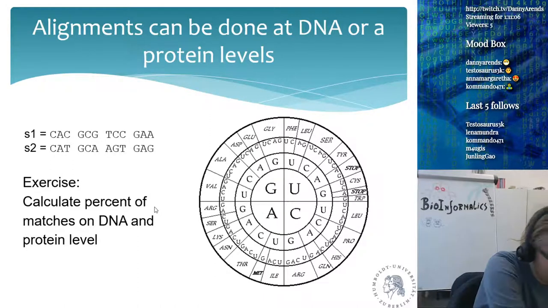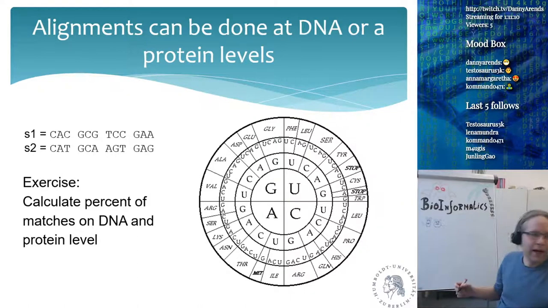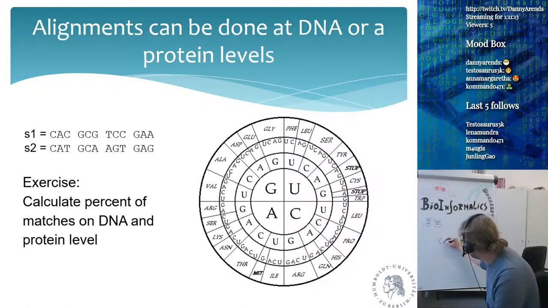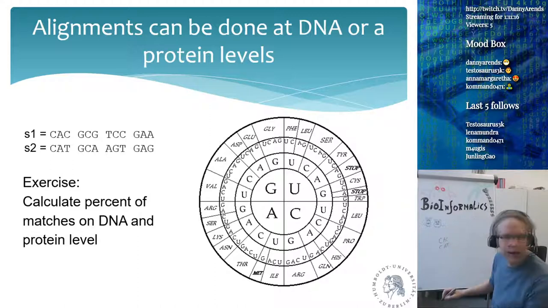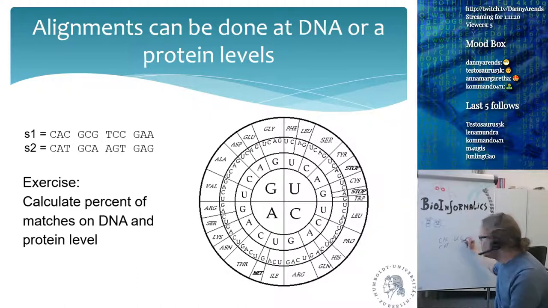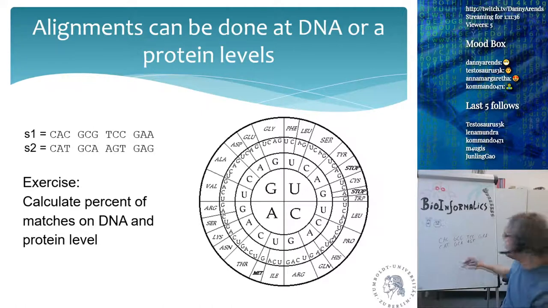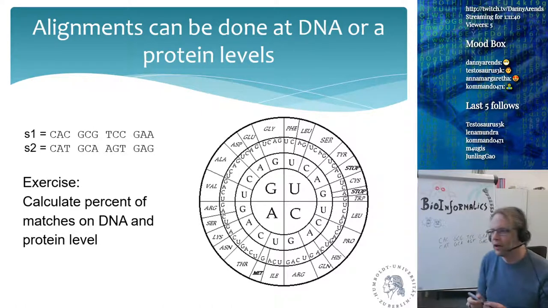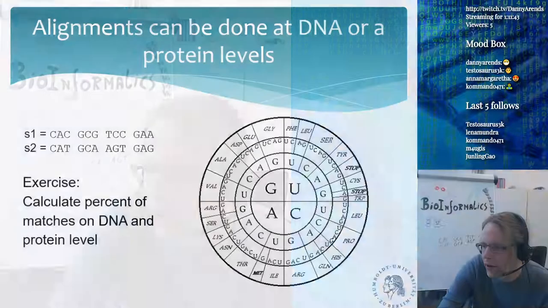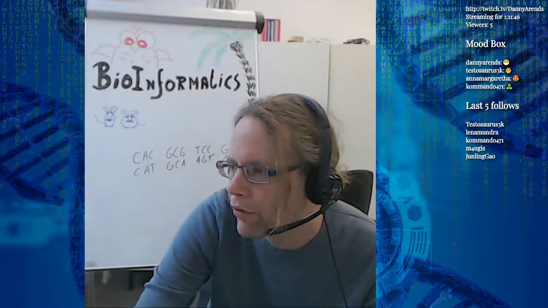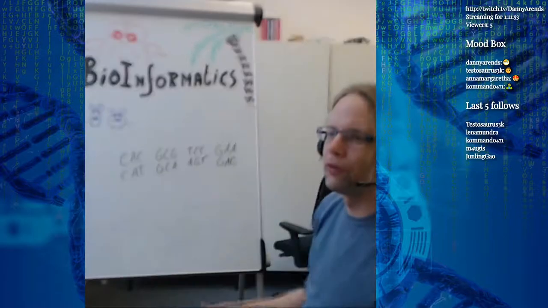All right, let me do this on the board then, since I have the board. So we have CAC, CAC, CAT, right? And then we have GCG, and we have GCA, and we have TCC, and the other one is AGT, and then we have GAA, and we have GAG. Is that readable? No, that's not readable for you guys. All right, let me switch to full screen mode then. I hope my overlay is active there as well. I will move myself to the middle a little bit. I think you should be able to read the board now, right?